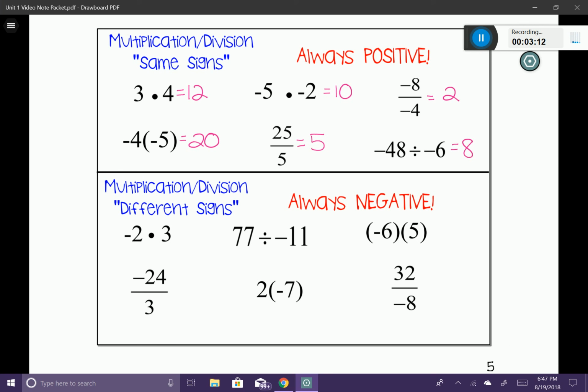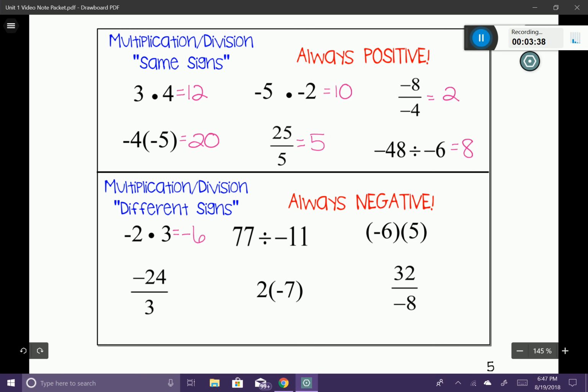Alrighty, let's go ahead and move on to the different signs. So you can see that these numbers that we're going to work with here each have a different sign. So whether you start with a positive or negative, it doesn't matter. As long as one of the numbers is positive and the other is negative, you're always going to have a negative answer. So in the first example, we have a negative number times a positive number. That's going to give us an answer of negative 6.